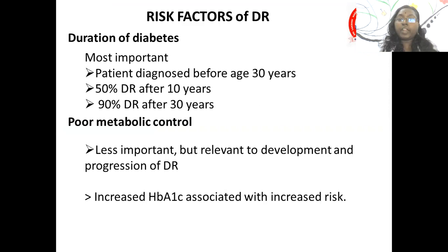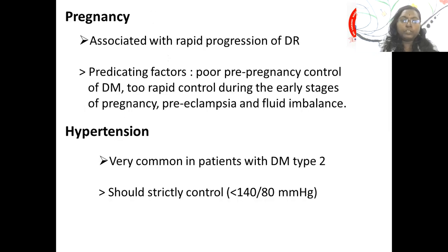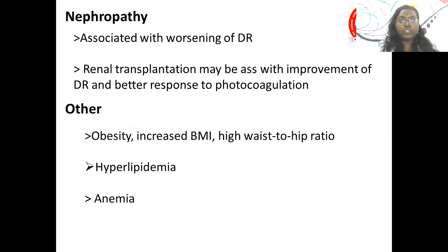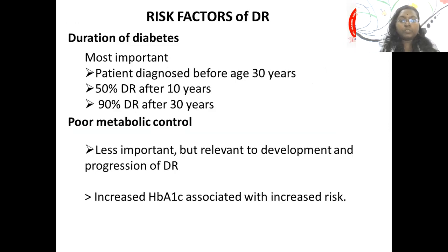What are the risk factors of diabetic retinopathy? Risk factors include duration of diabetes, poor metabolic control, pregnancy, comorbid hypertension, nephropathy, obesity and hyperlipidemia. Regarding the duration of diabetes: in patients diagnosed with diabetes before the age of 30 years, the incidence of diabetic retinopathy is 50% after 10 years of diabetes, and it is 90% in patients with a duration of 30 years of diabetes.